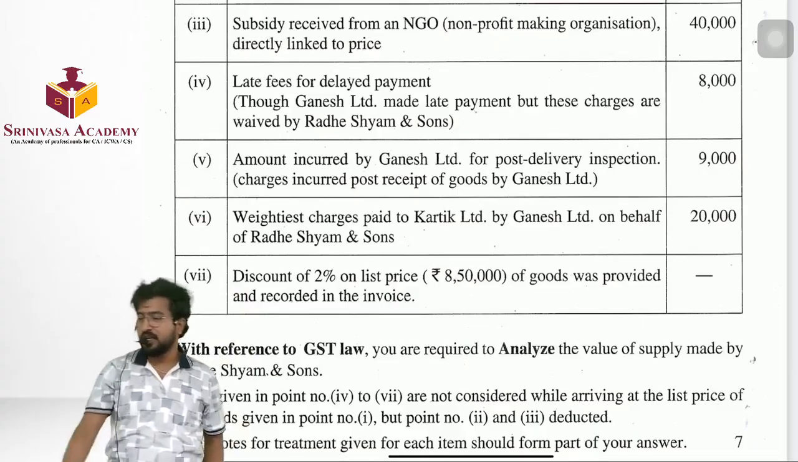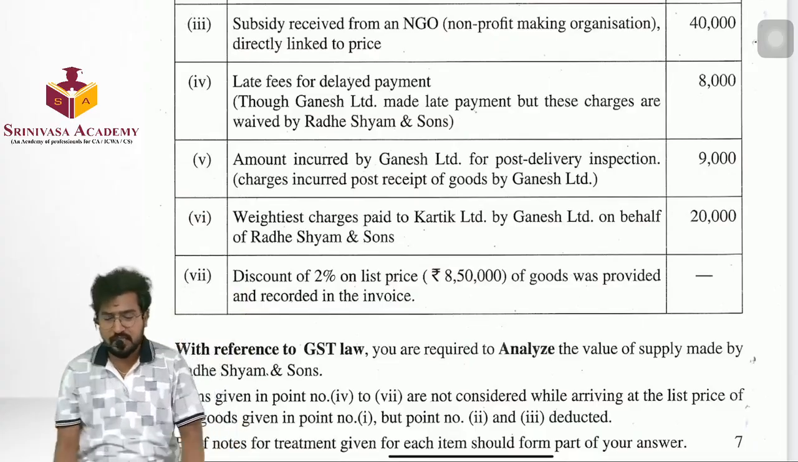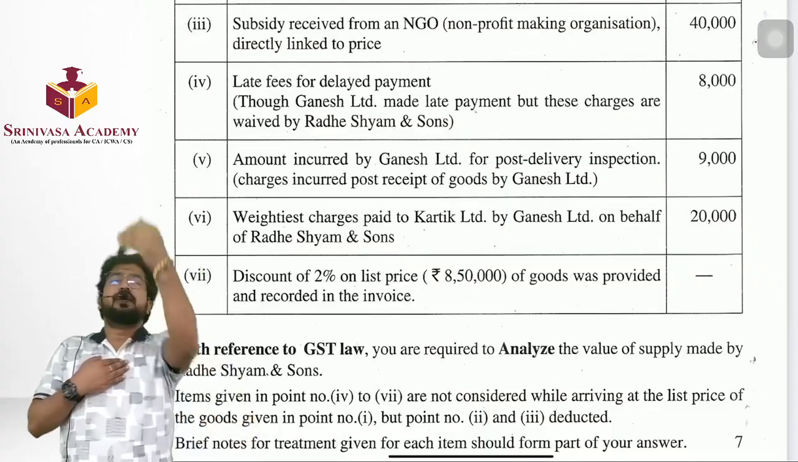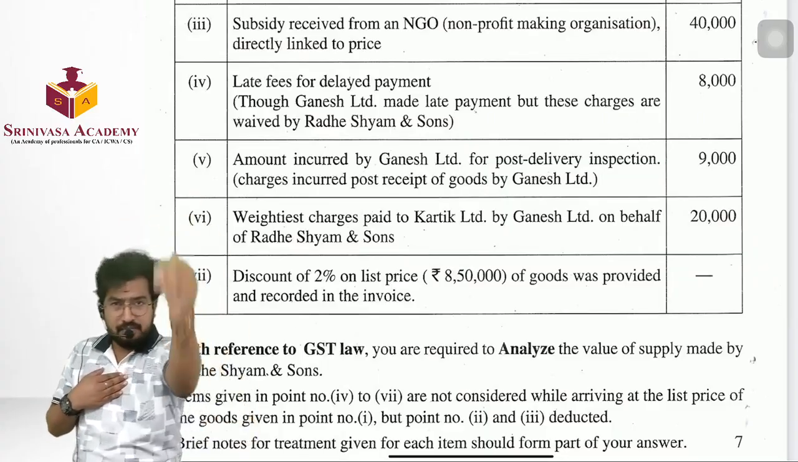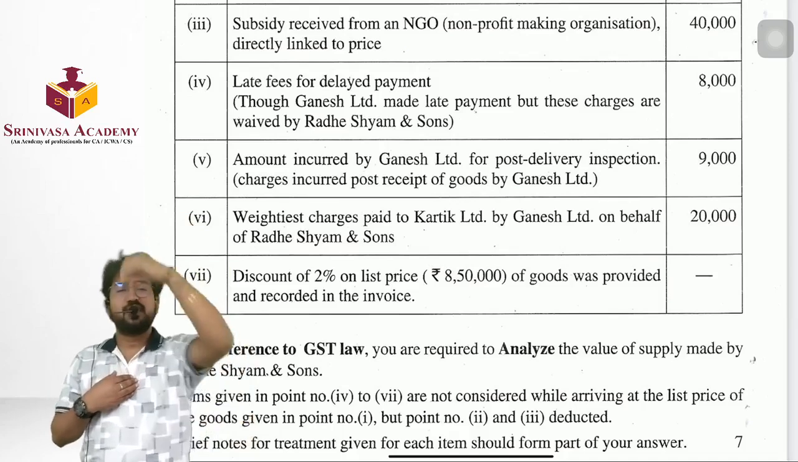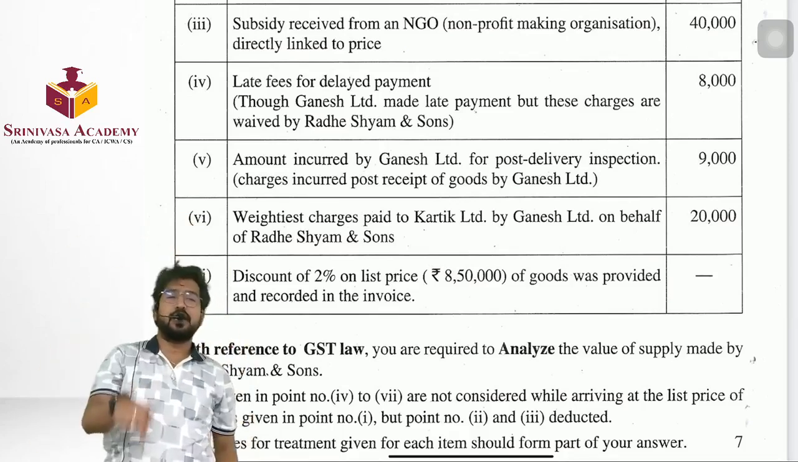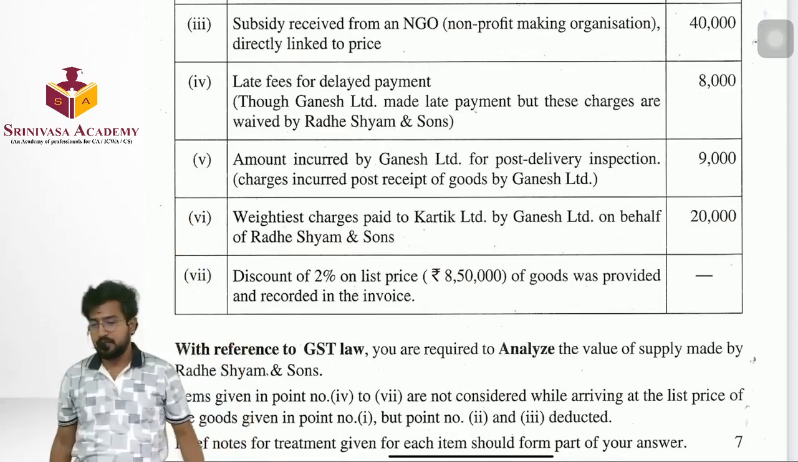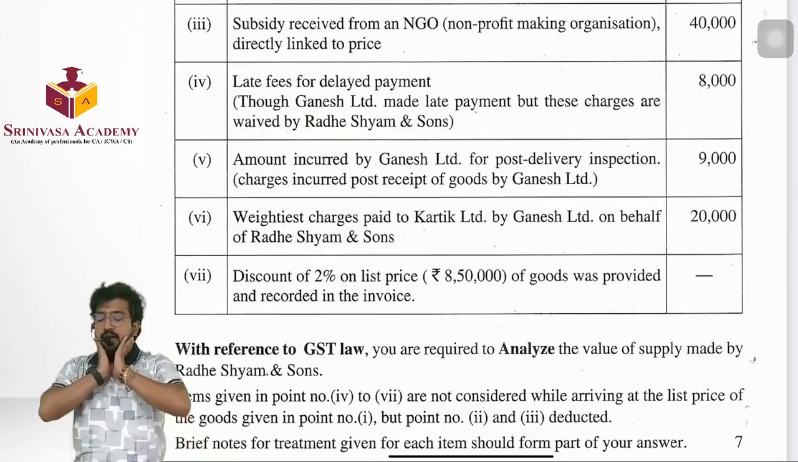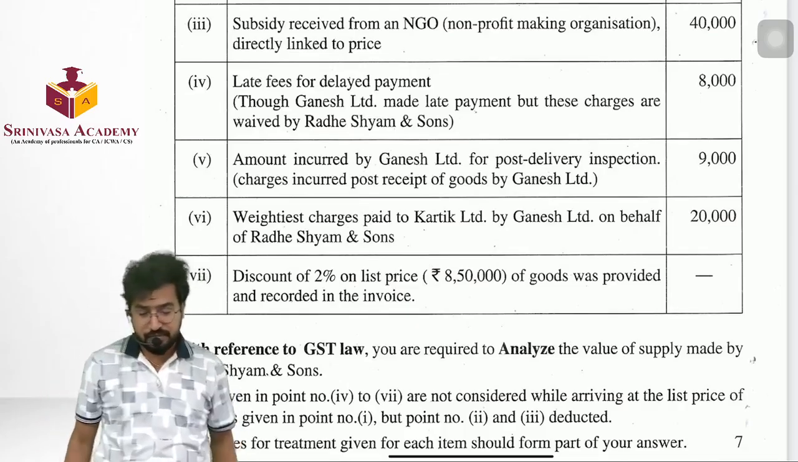Everybody understood? I repeat, goods are given to Ganesh, the recipient. After taking the delivery, whatever he wants, he will do. All that we cannot add to the value of supply. Clear? Right. Next, what is the next one?